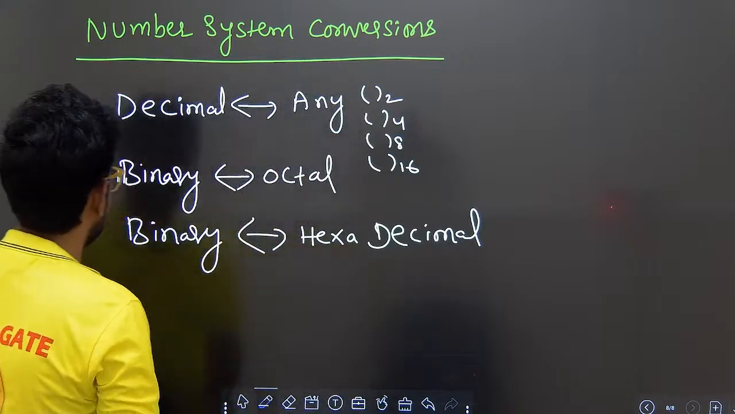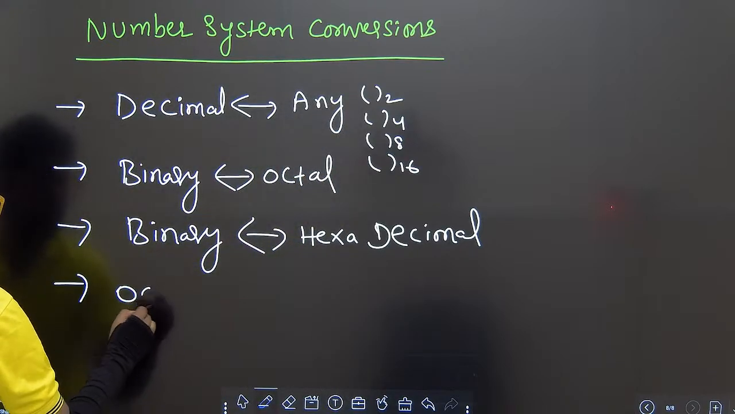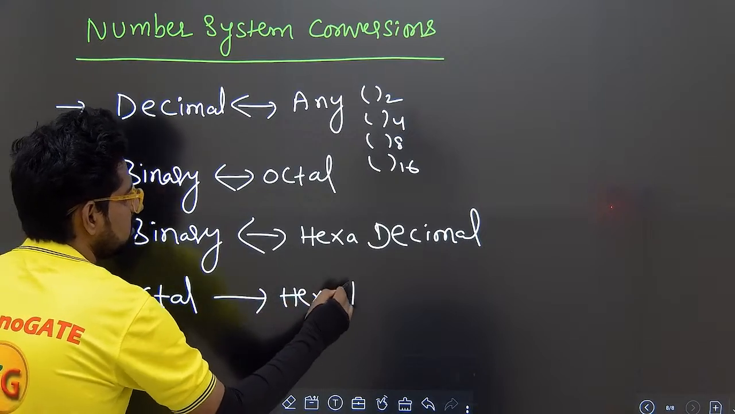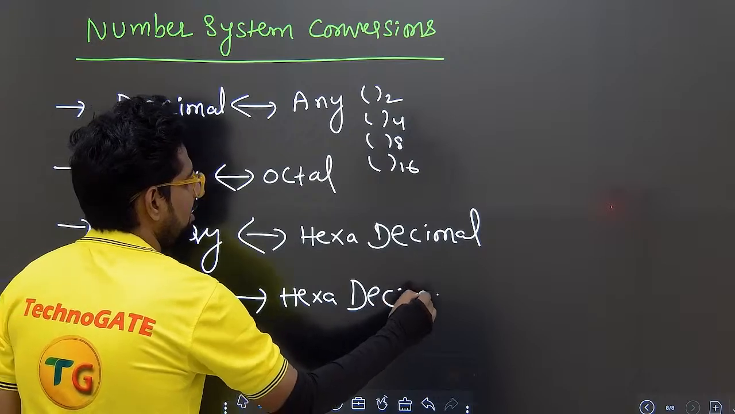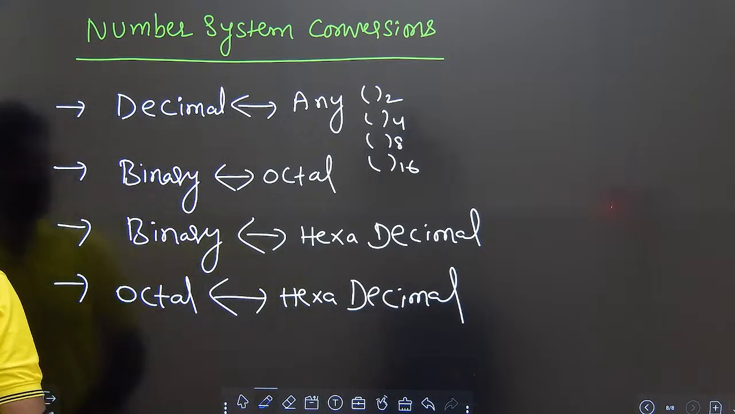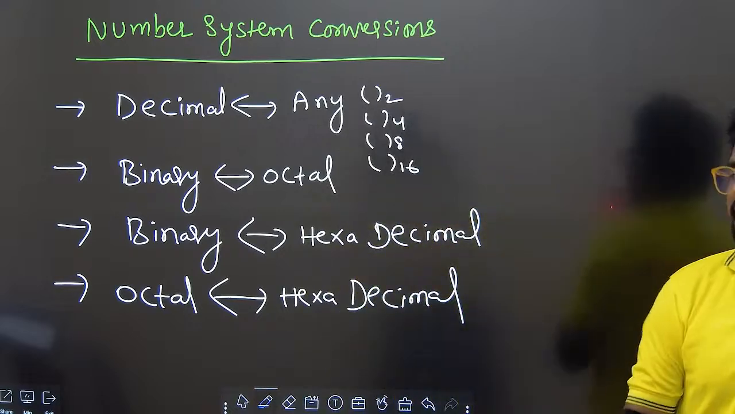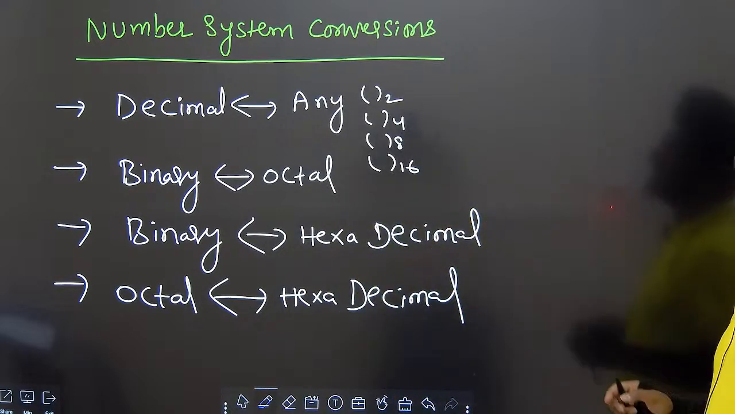And the fourth discussion, which is final, that I'll make is octal to hexadecimal and hexadecimal to octal. So these all are the various types of conversions that we have.